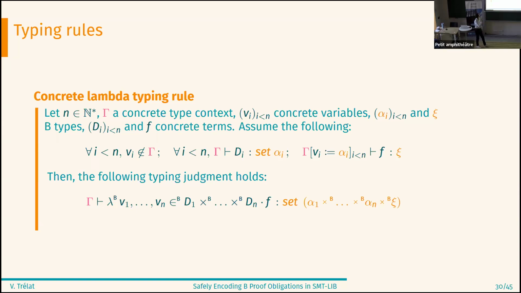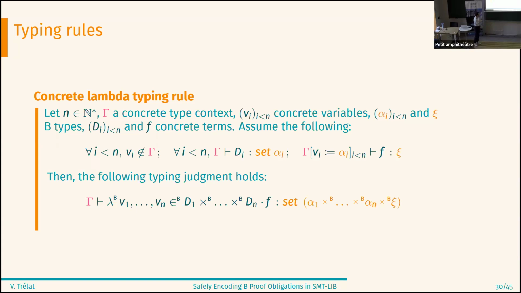So notice this is for lambda. In the case of a for all, this would be Boolean. And also in the case of set comprehension. And the type here would be adapted as well. Right, so this is the rule for concrete lambda.